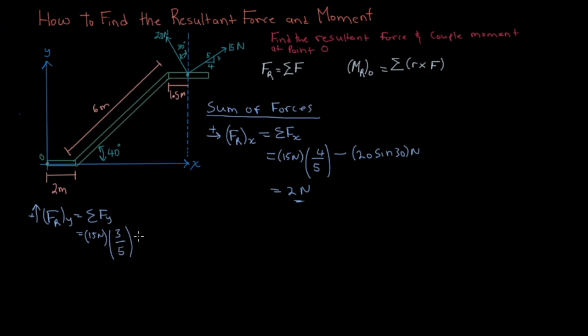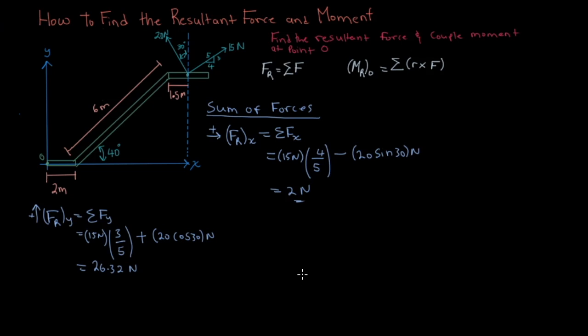And then we're going to plus 20 cos 30, because we're after the adjacent side now. We're after the adjacent component, that'll give us the vertical component. So we're going to go 20 cos 30 newtons. And when we put that into our calculator, we get 26.32 newtons.